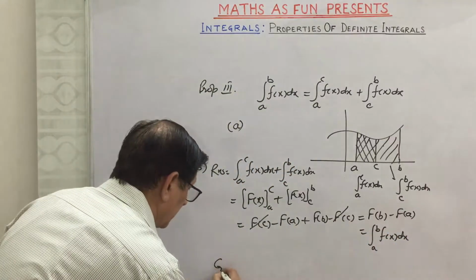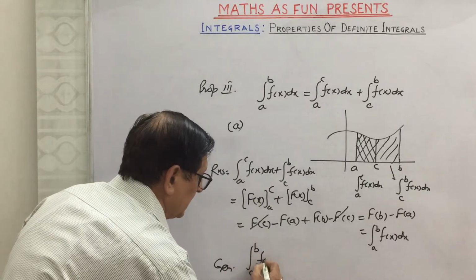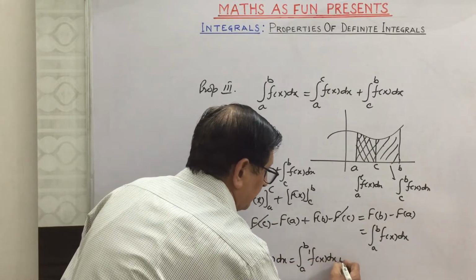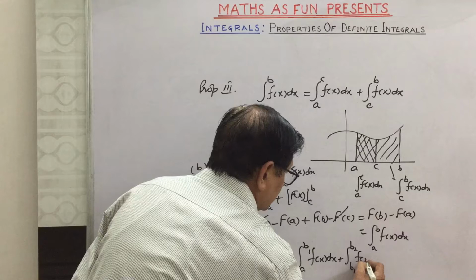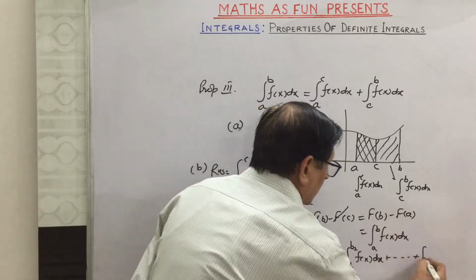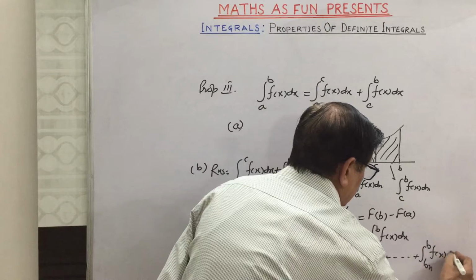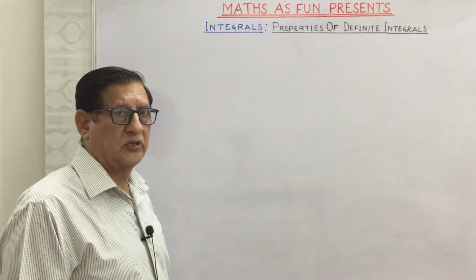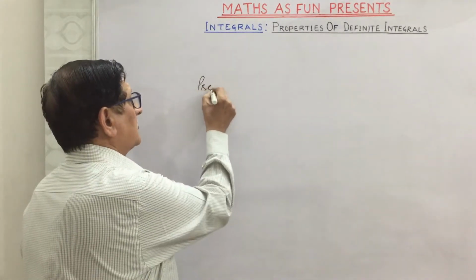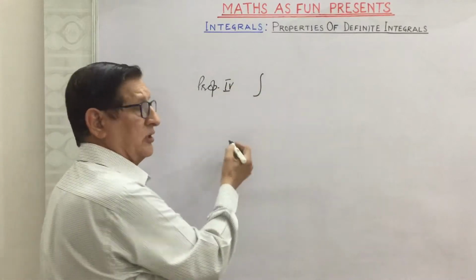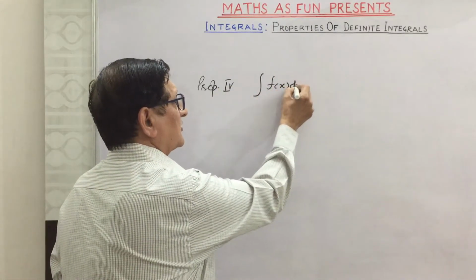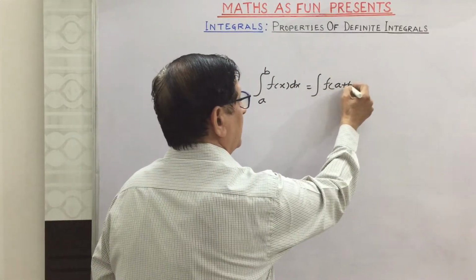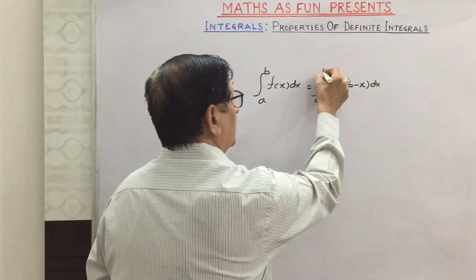If we generalize the property, we can write a to b f(x) dx is equal to a to b1 f(x) dx plus b1 to b2 f(x) dx plus so on, bn to b f(x) dx, if we are dividing it into n subintervals. The fourth property is the integral of f(x) dx from a to b is the same as the integral of f(a plus b minus x) from a to b.